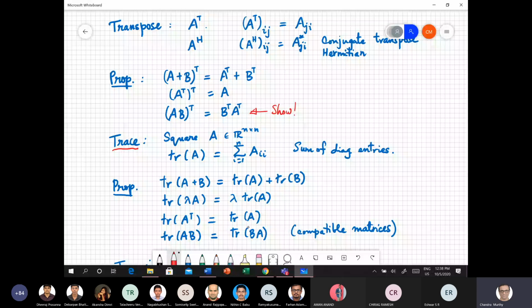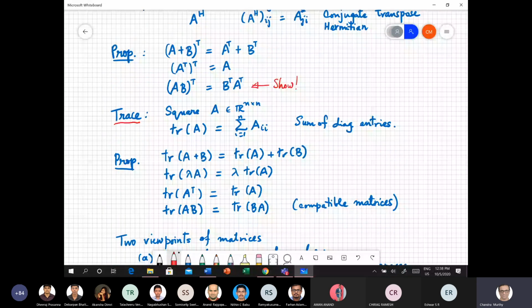Trace of AB, this is another interesting property: the trace of AB is the same as the trace of BA, for commutable matrices, meaning matrices for which you can define both AB and BA. Notice that if I want to look at trace of AB, it's not necessary that A and B should be square, but AB needs to be square because trace is defined for square matrices. So AB is square and BA is also square, and both are defined. Then in that case, you can write trace of AB equals trace of BA.